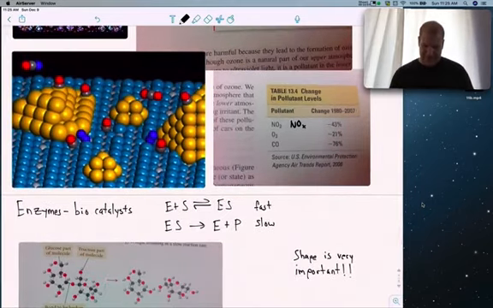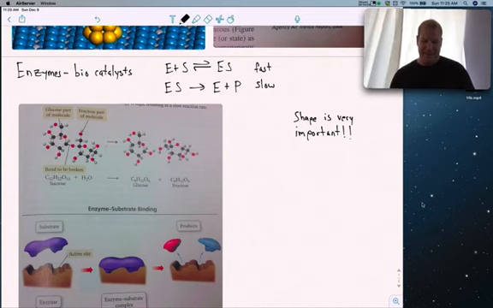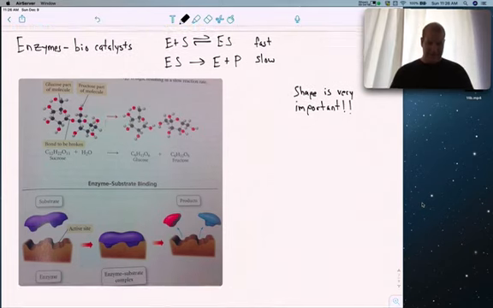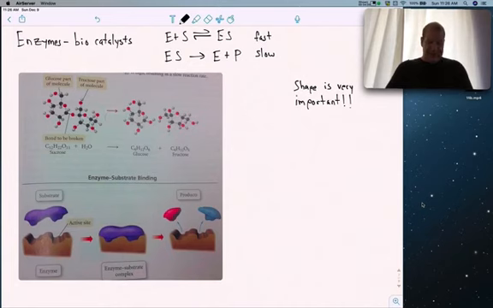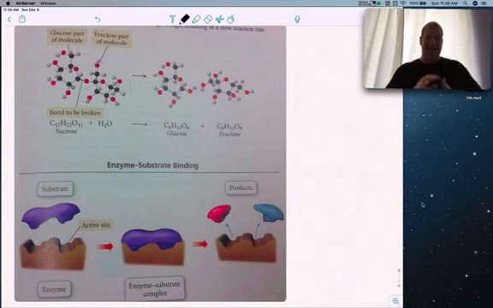Okay, and I mentioned biocatalysts. Enzymes are biological catalysts, and how these work is enzyme plus substrate, where S is substrate. Enzyme plus substrate turns into an enzyme-substrate complex, and then the enzyme-substrate complex can regenerate the enzyme plus the product as a slow step. For instance, you can take sucrose. Sucrose is a disaccharide. It can break apart into glucose and fructose, and we can do this with the enzyme.